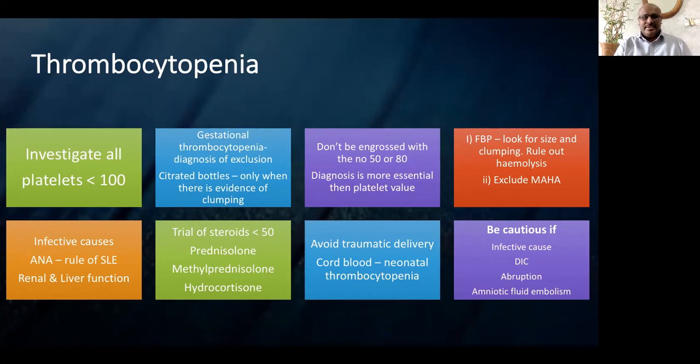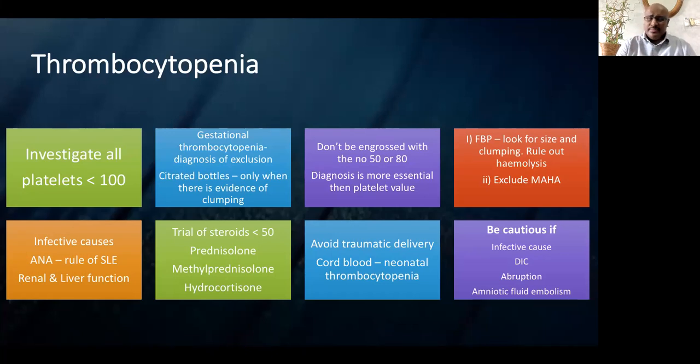Now, I'd like to highlight that it's important to investigate all causes of thrombocytopenia if the platelets are below 100. If it's above 100, it is of no concern in pregnancy, but below 100, you should think of investigation, you should monitor, you should look for a cause. Now, don't just assume it is gestational thrombocytopenia. It remains a diagnosis of exclusion. You need to exclude, you need to investigate, and then come to a diagnosis. Please do not assume it is gestational.